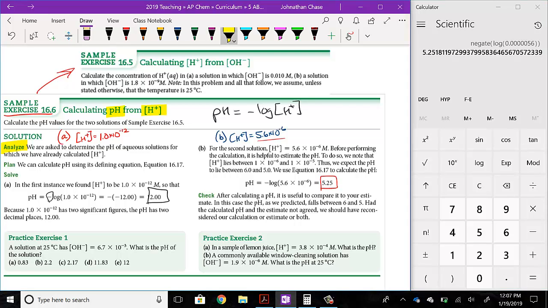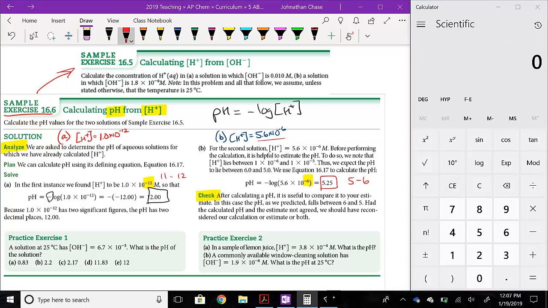Last step in our process is make sure after you solve to check that work, make sure that it's reasonable. And the way that we can do that is by seeing the starting hydrogen concentration has a power of 10 to the negative 12. So we expect that it should be somewhere between 11 and 12, and this is 12 exactly since it's 1 times that power. For our second question, we see that our power was negative 6, so it should be somewhere between 5 and 6, and it's 5.25. It makes sense.